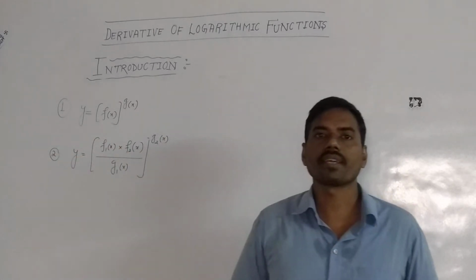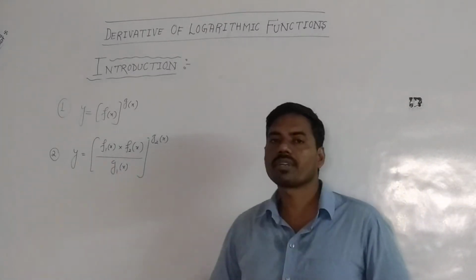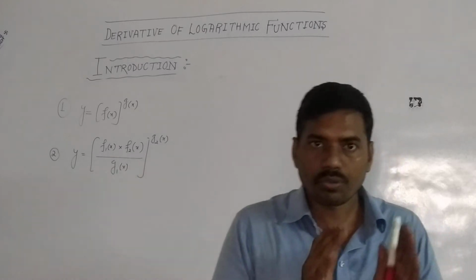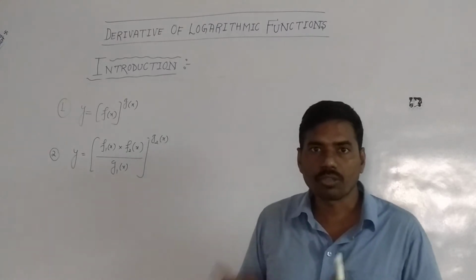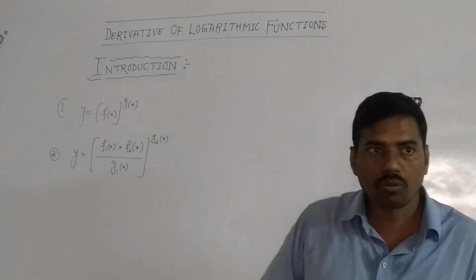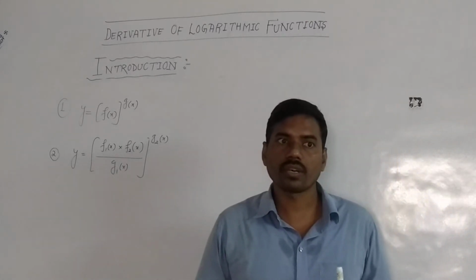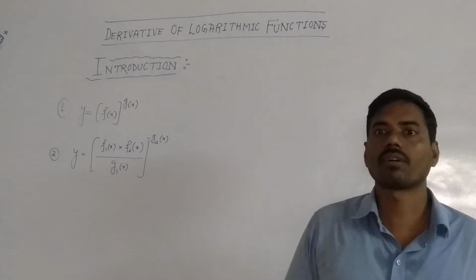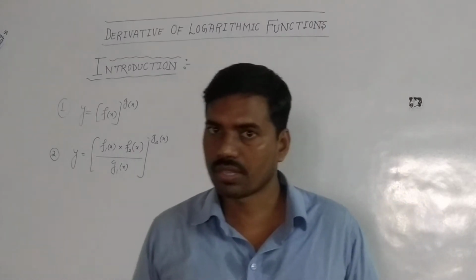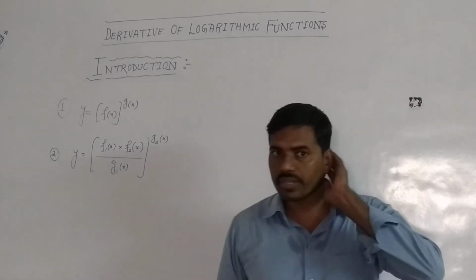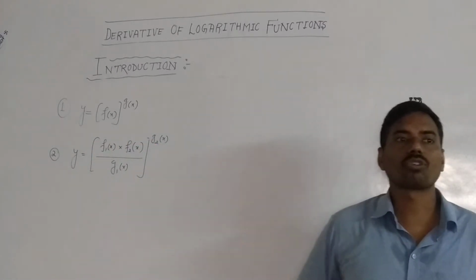First one is y is equal to f of x to the power g of x, and second one is y is equal to the product of two functions in the numerator, that are f1x and f2x, divided by g1x and whole to the power g2x. Okay, in this lecture we will discuss the introduction of this topic, that is derivative of logarithmic functions. Okay, students, we know that this first one is not so complicated, but the second one is so complicated.